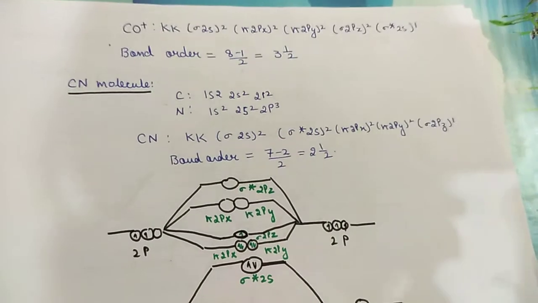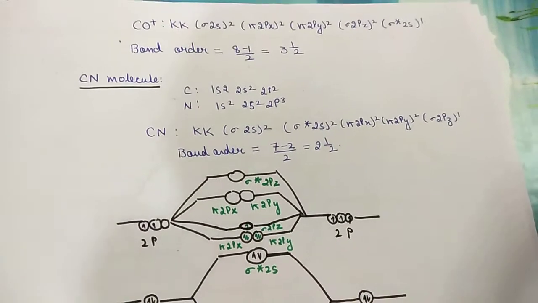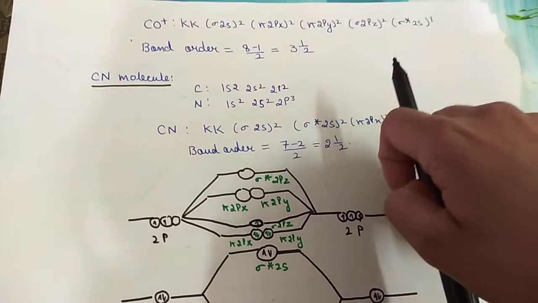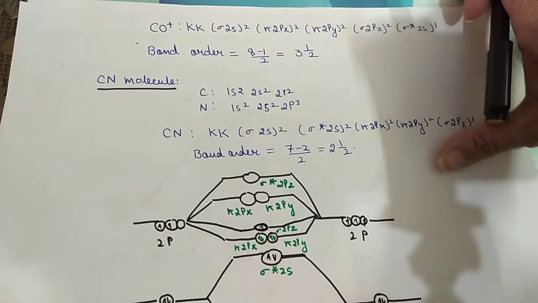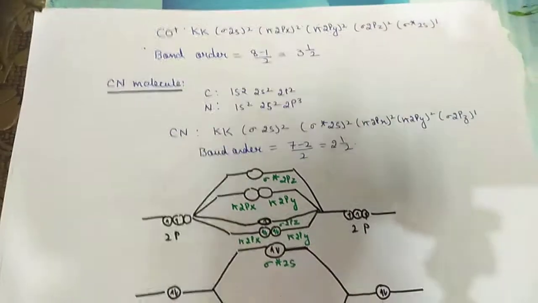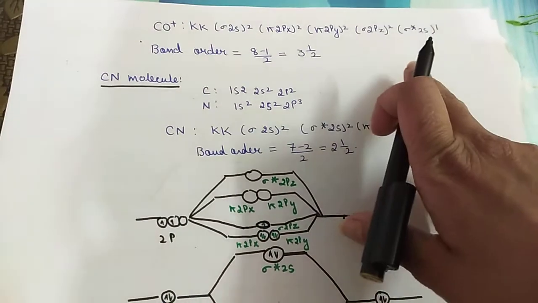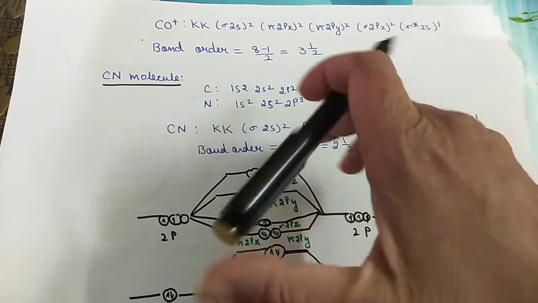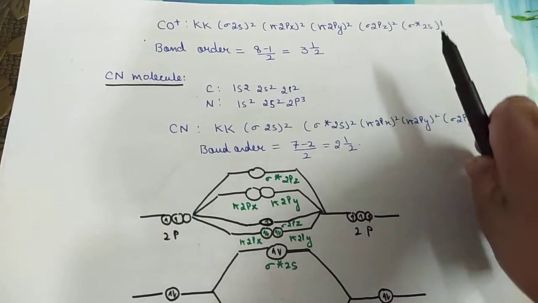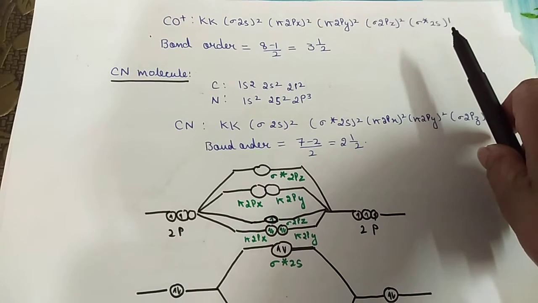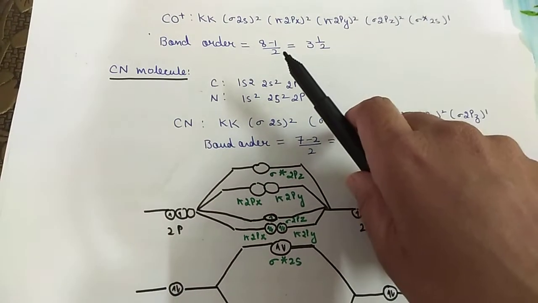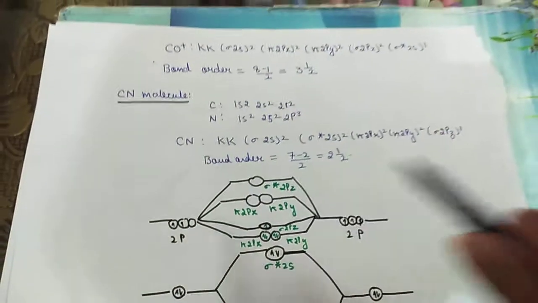Only there will be one change here. The change will be that in carbon monoxide positive we will have one electron less. So sigma star 2s1 will be there instead of sigma star 2s2. So the bond order will be 3.5.